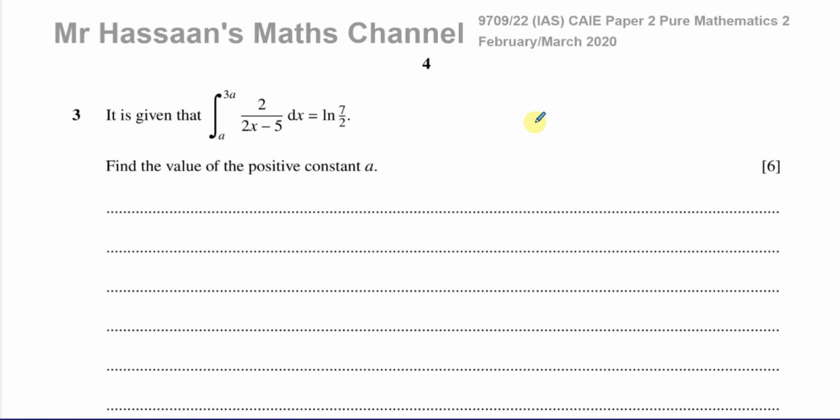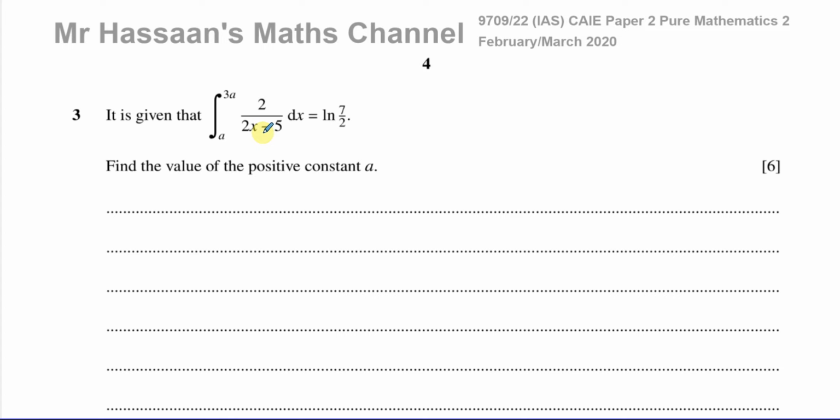Now when you've got a fraction, the first thing you should look out for when you have to integrate is to check whether, if you differentiate the denominator, it gives you something of the same form as the numerator. So if you differentiate 2x minus 5, you get the number 2, a constant. The numerator is exactly 2, so it's exactly the same.